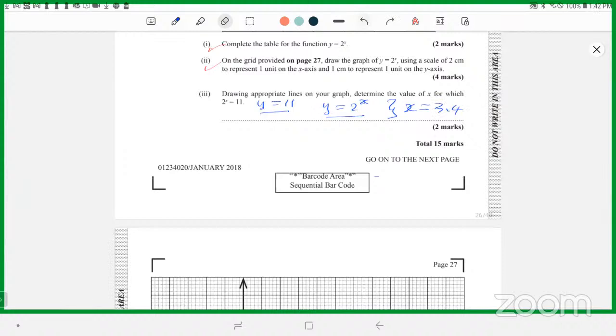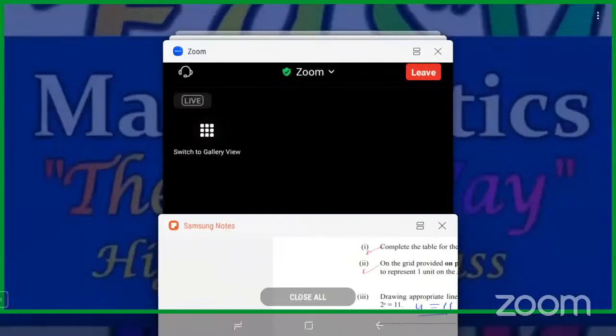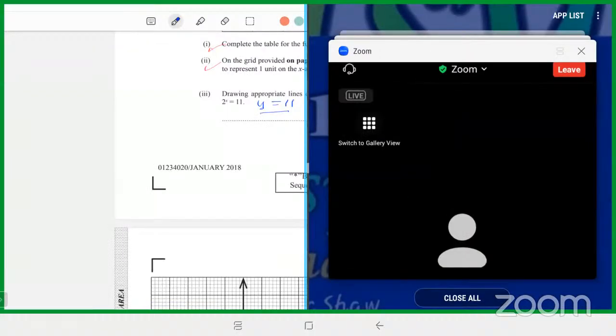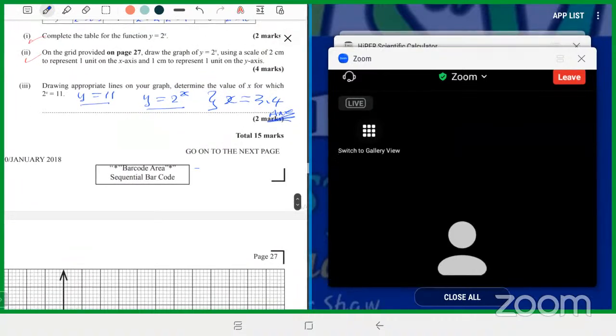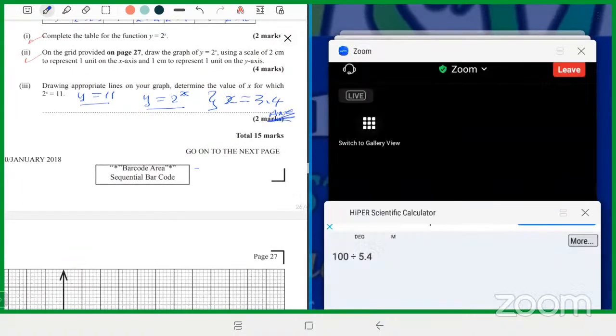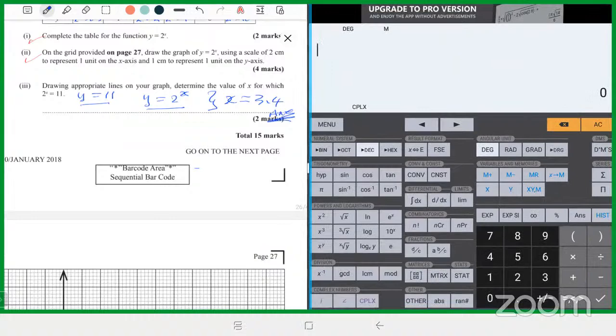This is the answer, 3.4. And I'm going to test it with the calculator, see if we get anything near to 11. I'm going to plug the 3.4 in the formula 2 to the x and see if we get 11. If it is true, then 2 to the 3.4 is supposed to be a value close to 11. Let's see. So 2 to the power 3.4.